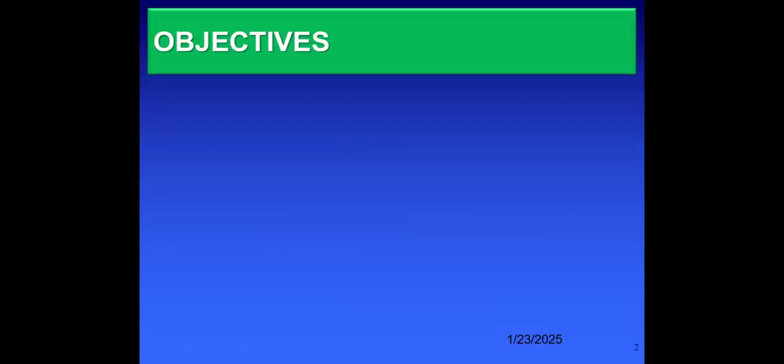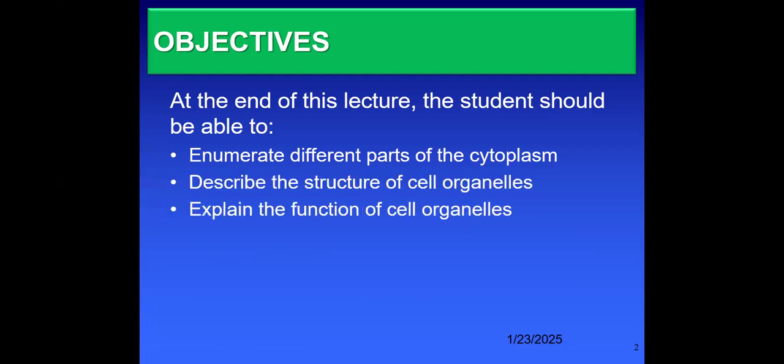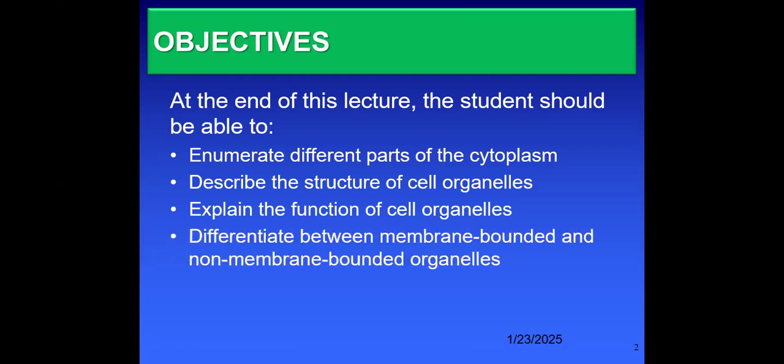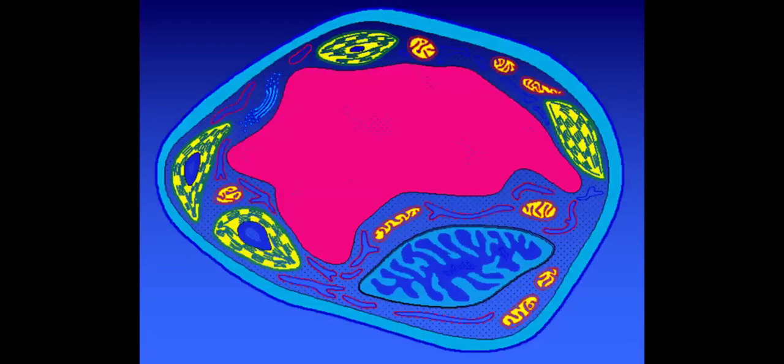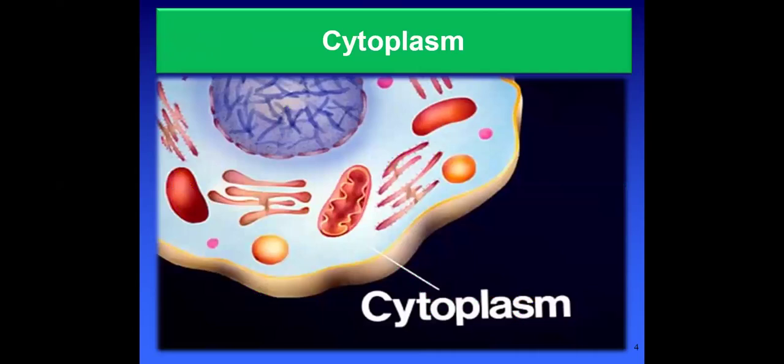So what are the objectives of today's lecture? At the end of this lecture, you all will be able to enumerate the different parts of the cytoplasm, describe the structure of cell organelles, explain the function of cell organelles, and differentiate between the membrane bounded and the non-membrane bounded organelles. So let's go and discuss the cell structure and its function.